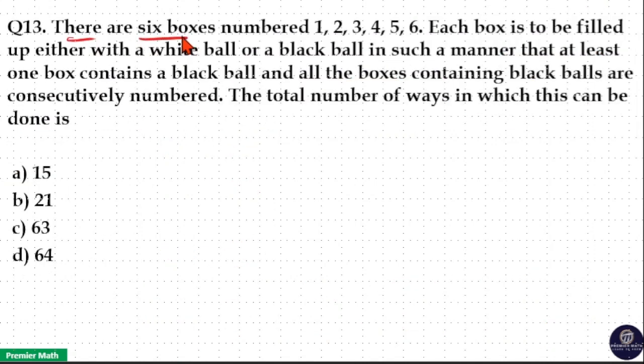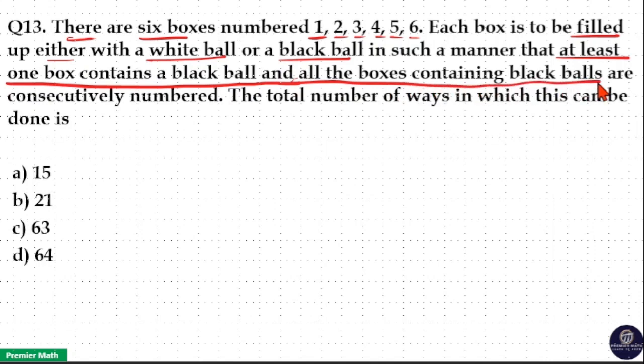There are 6 boxes numbered 1, 2, 3, 4, 5 and 6. Each box is to be filled up either with a white ball or a black ball in such a manner that at least one box contains a black ball and all the boxes containing black balls are consecutively numbered. The total number of ways in which this can be done is.